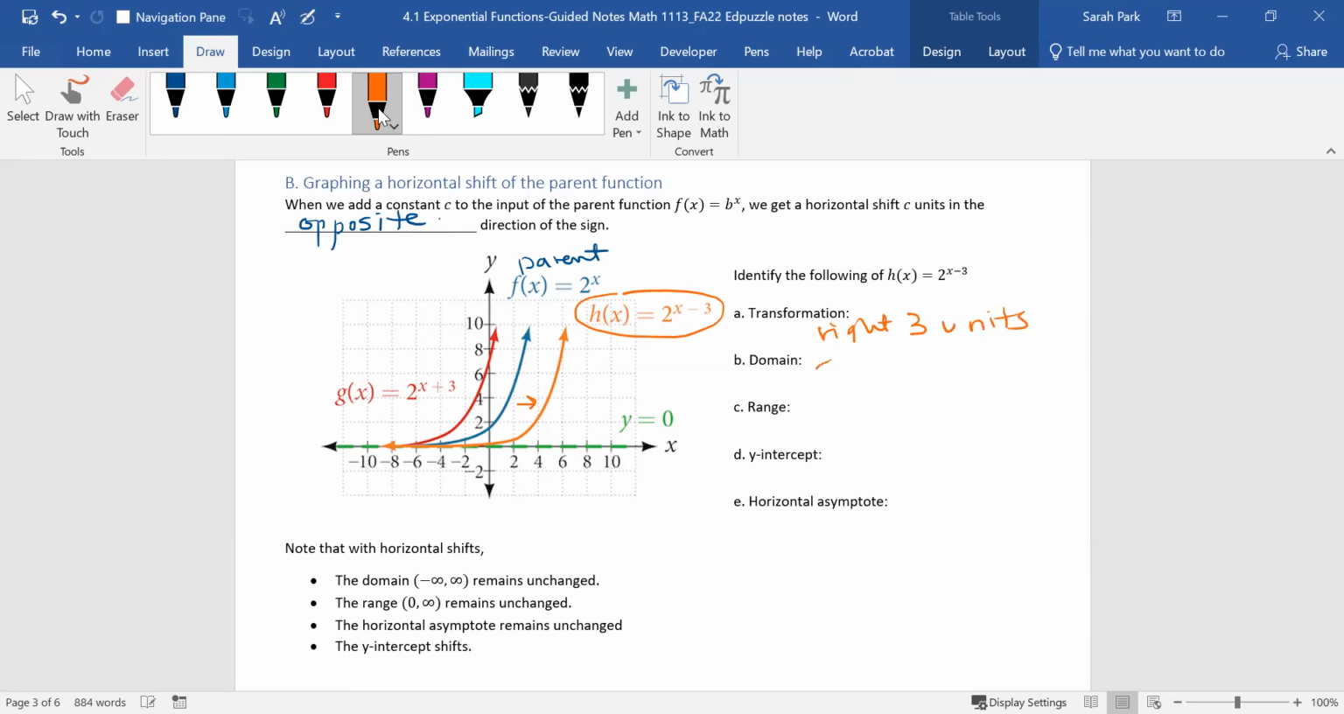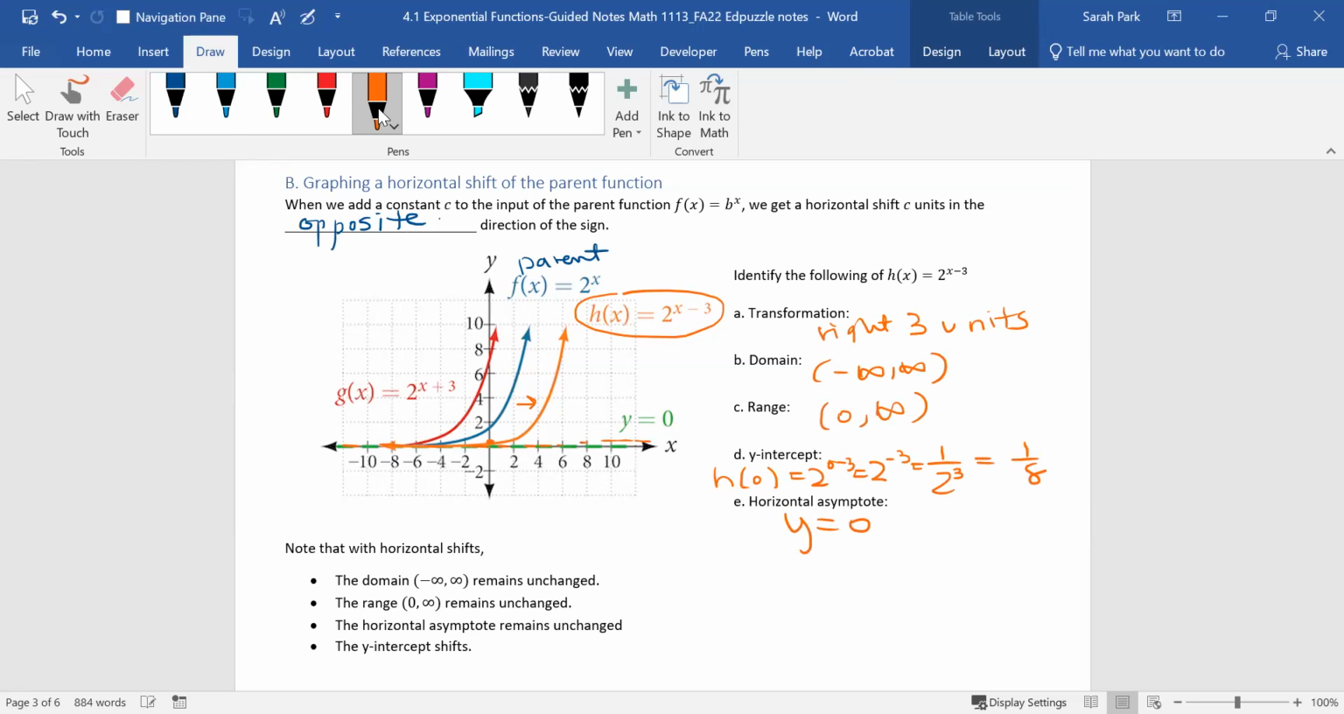The domain is negative infinity to infinity. The range is 0 to infinity. The y-intercept is unclear from the graph, but we can calculate it by evaluating h of 0. So 2 to the 0 minus 3 is 2 to the negative 3, which is 1 over 2 to the third, which is 1 over 8. The horizontal asymptote, again, is y equals 0, because if the original horizontal asymptote just shifts to the right, it slides on itself, so it's the same.